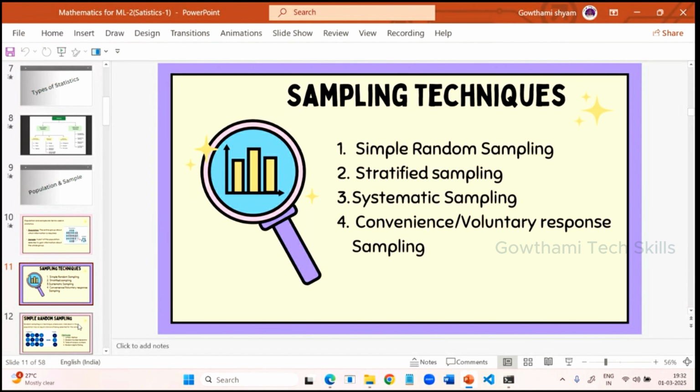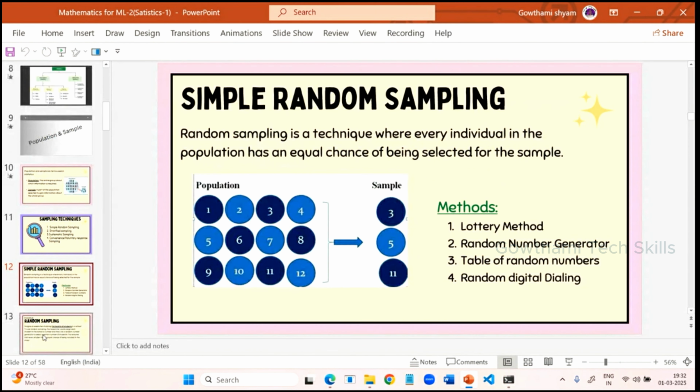Simple random sampling means you can pick any value, as you wish. Every value has an equal chance. So you can select any one. For example, this is the complete population. In these 12 points, you can take any value. So each value has equal priority.